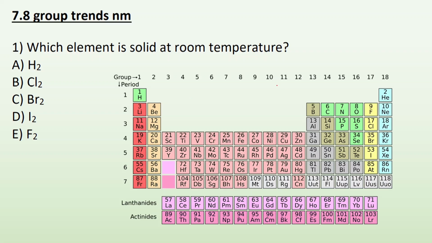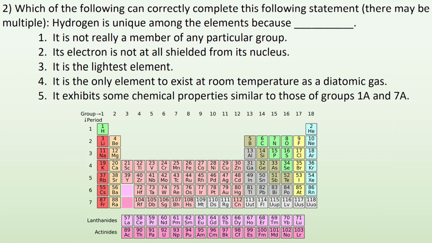Well, what are our options? Well, H2, I know, is a gas at room temperature. Chlorine is also a gas at room temperature. Bromine is one of the weird ones. It's a liquid at room temperature. Iodine is a solid at room temperature, and fluorine is a gas at room temperature. So boom, not many nonmetals that are solid at room temperature. Iodine would be the one.